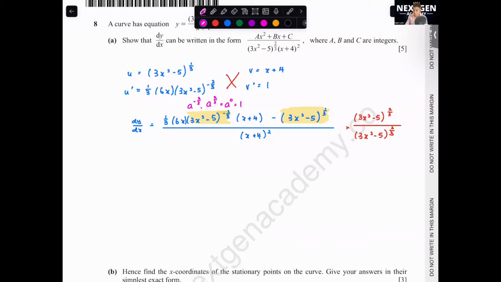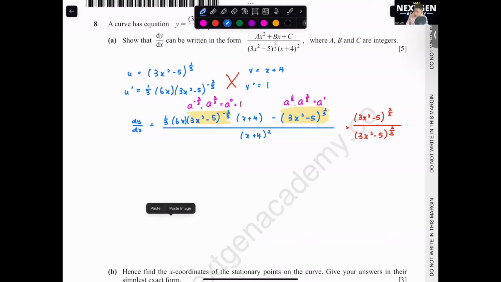Look carefully over here. I'm using this rule, your law of indices, to simplify this entire equation. This one, same thing also: a to the power of 1 over 3 multiply a to the power of 2 over 3. 1 over 3 plus 2 over 3, you get 1. So this term over here will now become 1. This term over here will become 3x squared minus 5 to the power of 1. That is how we simplify this entire thing.